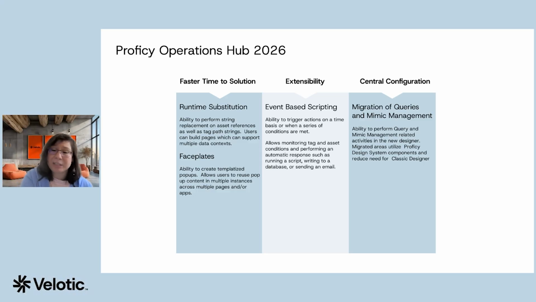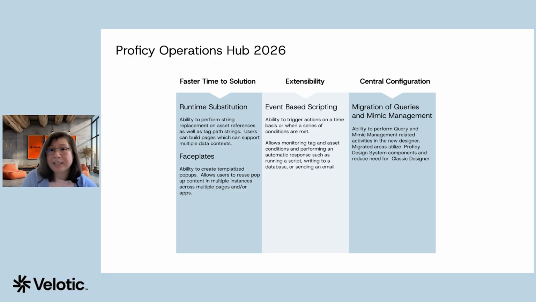For faster time to solution, we have runtime substitution, or the idea that you can swap different data for a particular page and reuse that page for different contexts. We also have faceplates, and I like to call them also templated pop-ups. So the idea here is that you have a pop-up, which is great, but you can also make it templatized, and you can reuse it. And I'll talk a little bit more about how you do that, and we'll actually see a demo.